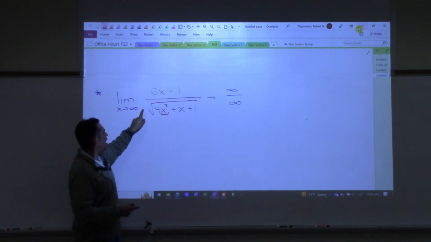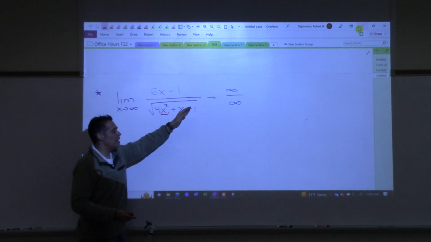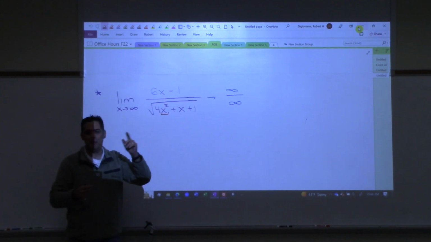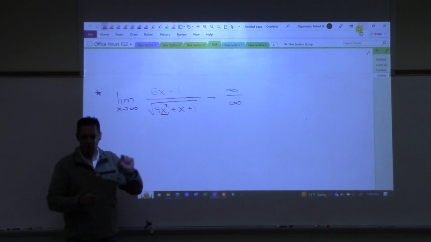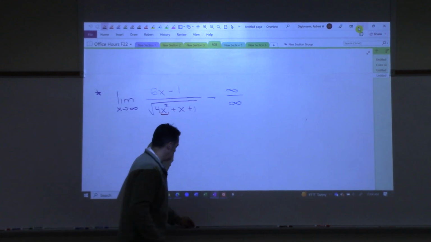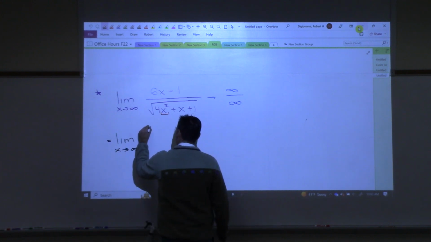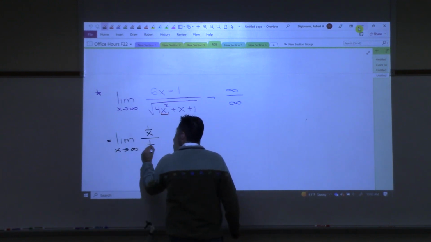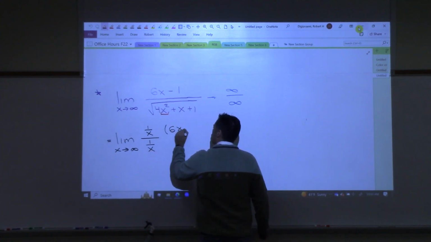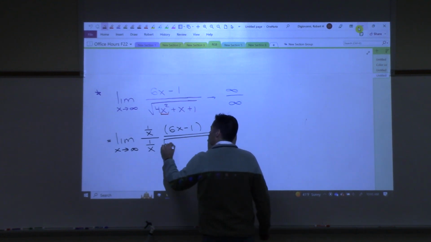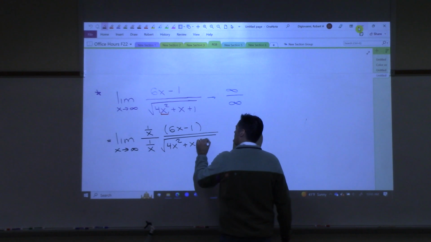Not x. I don't put x here and x here, because if I put x here, it goes in, becomes x squared, and then multiplies through, doesn't cancel. 1 over x. Whoever said that, I think that's what you meant. It's 1 over x that I'm going to put on the outside. The main thing is that you understand why I'm using 1 over x and not 1 over x squared. So let me do it. I'm going to put 1 over x on the top, 1 over x on the bottom, and then 6x minus 1 over the square root of 4x squared plus x plus 1.